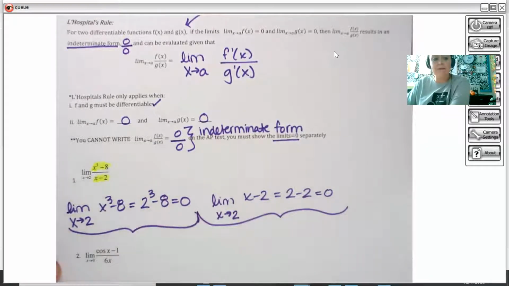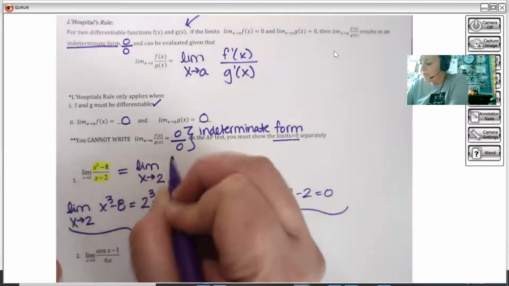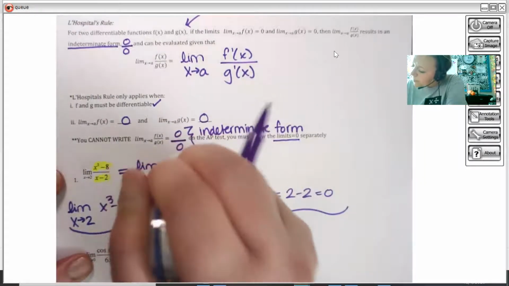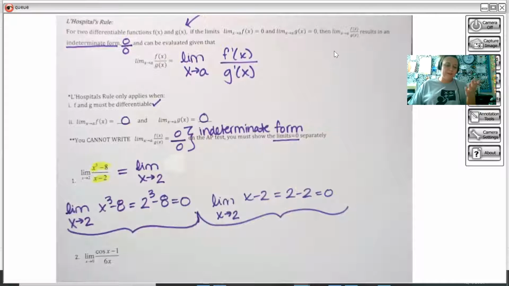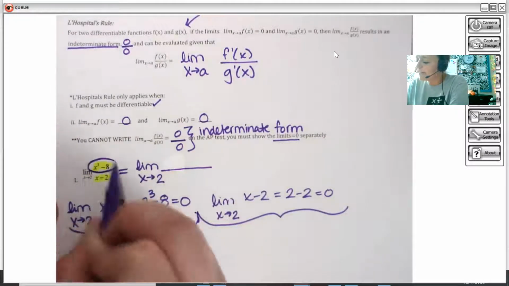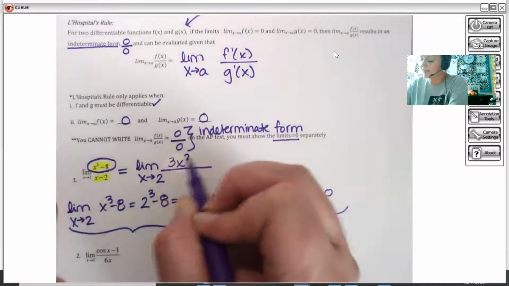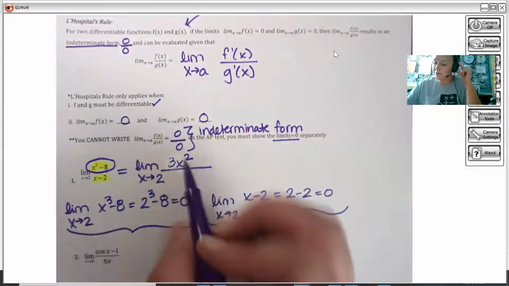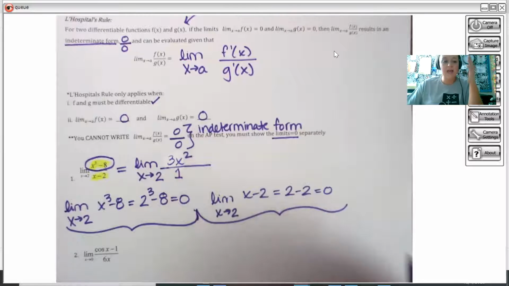Then that means that I'm allowed to rewrite my limit as x approaches 2 of f prime of x over g prime of x, so we're going to take the derivatives. Take a look at the top: x cubed minus 8, derivative of that is 3x squared. 8 is a constant, derivative of a constant is 0. On the bottom, we have x minus 2. Derivative of x minus 2 is just going to be a 1. And then again, minus 2, derivative goes to 0.